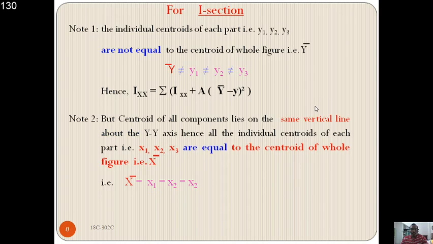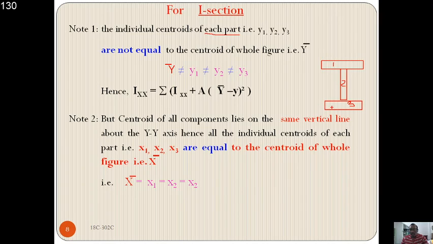So find those values of y1, y2, y3, x1, x2, x3. So the individual centroids of each part. This is an important term, each part. Let us say that for the I section, how many parts are there? Here are three parts. This one is the first part, this one is the second part, and this one is the third part. So for each part, their centroids are different.